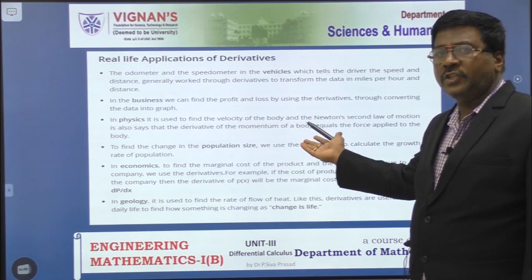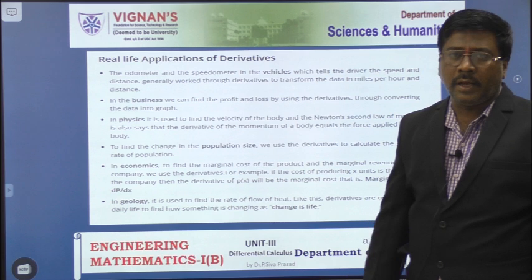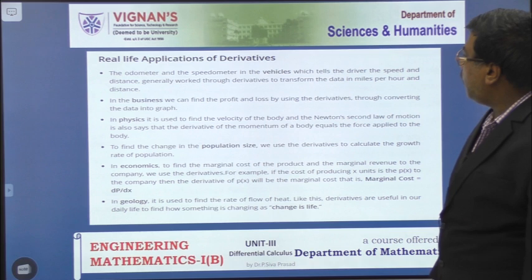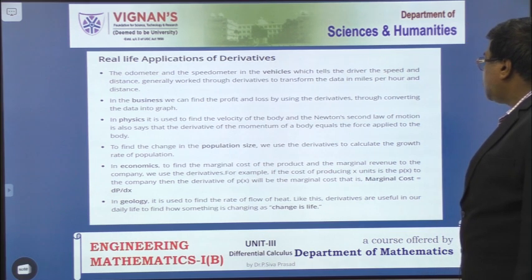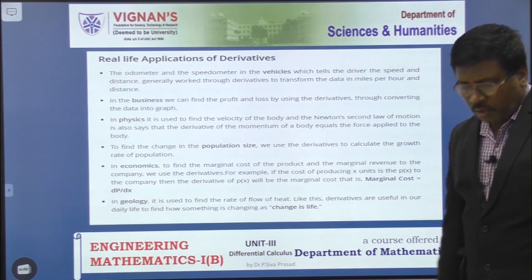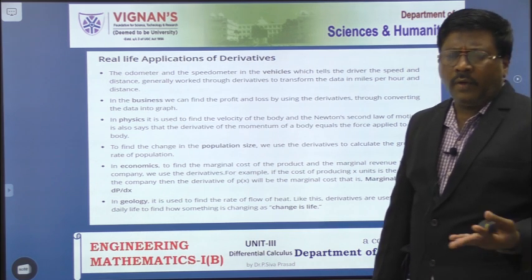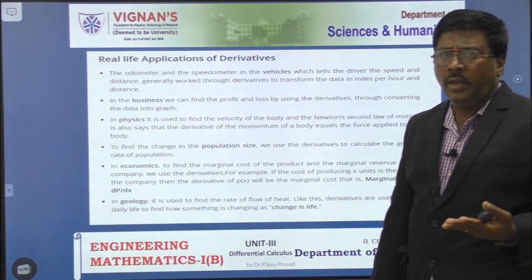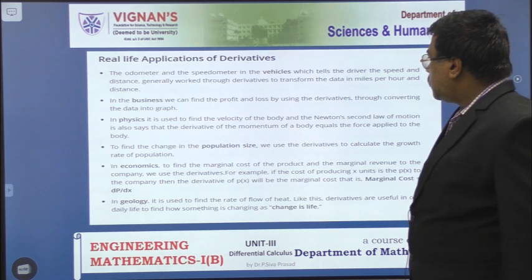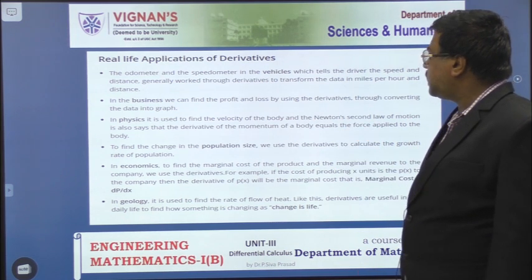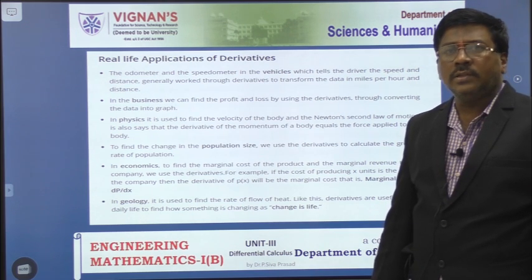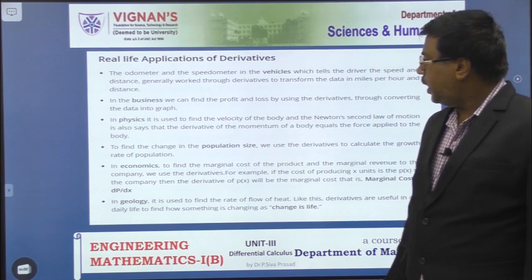Whenever the time changes, this is the best example of real-time applications of the derivatives. Similarly, in business, we can find profit and loss by using the derivatives, by converting the data into a graph. That is what we see in our Sensex, which also comes under the category of derivatives. Similarly in physics, there is Newton's second law of motion, Newton's law of cooling, and the law of natural growth or decay. These concepts are also applicable through derivatives only.